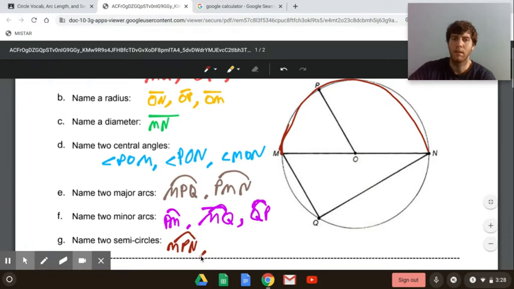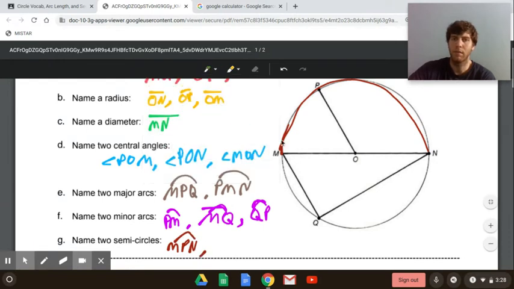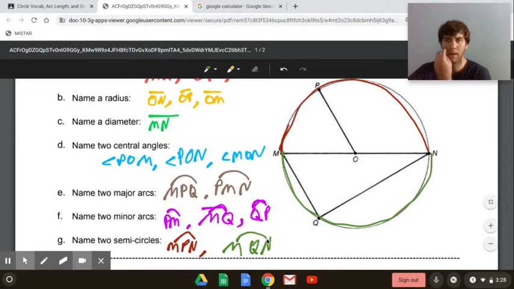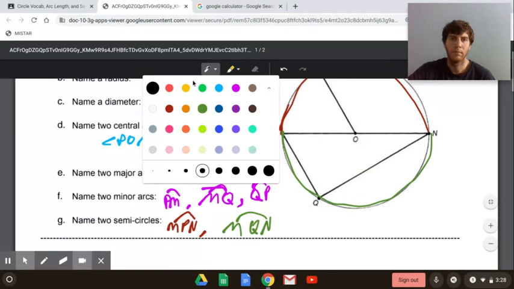And then you can also go the other way. If we go this way from M to N, we're going through Q. So MQN. Two different ways to get from M to N. There's your two semicircles. And then we'll let you do the next one.